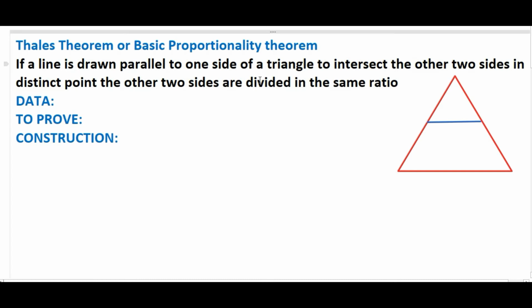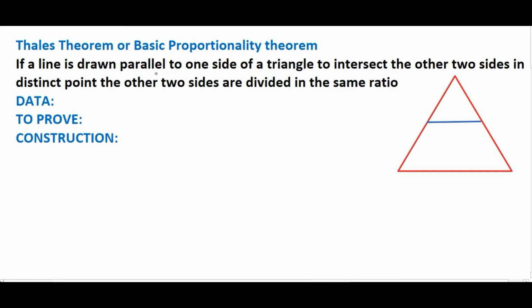So the statement of Thales' theorem is, if a line is drawn parallel to one side of a triangle to intersect the other two sides in distinct points, the other two sides are divided in the same ratio. So this is the statement of Thales' theorem.